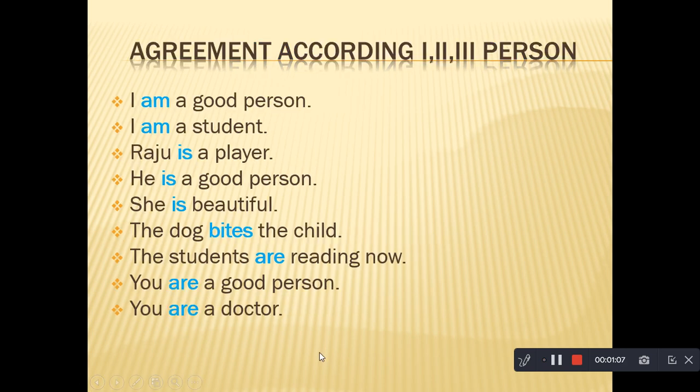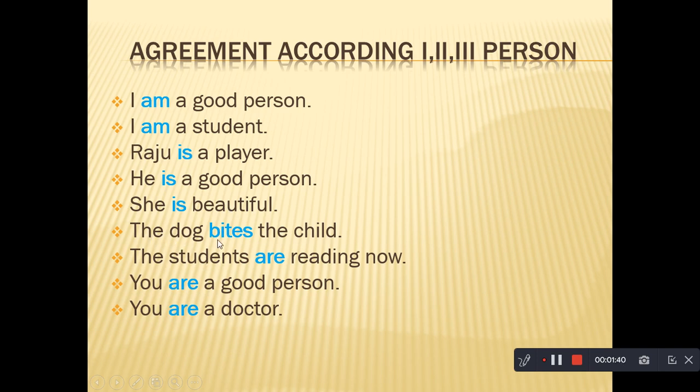Next, agreement according to first, second, and third person. I am a good person, I am a student, Raju is a player, he is a good person, she is beautiful. Here, with the subject I, we use the auxiliary am. With the subject he, she, or it, we use the auxiliary is based on the tense. In the simple present tense, we use the singular auxiliary is. In the past tense, we use the singular auxiliary was.